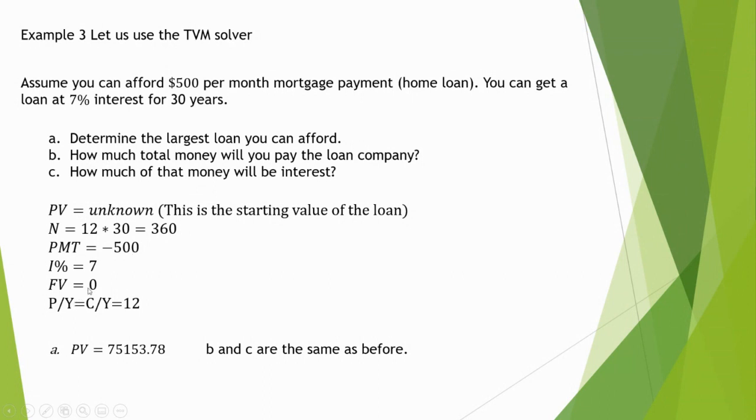Capital I here is 7. In this case, remember, we don't move the decimal when you use the TVM solver. We want to pay off the balance, so FV has to be 0. And these are both 12 as before, equal to little n. We're compounding 12 times a year, making 12 payments per year.